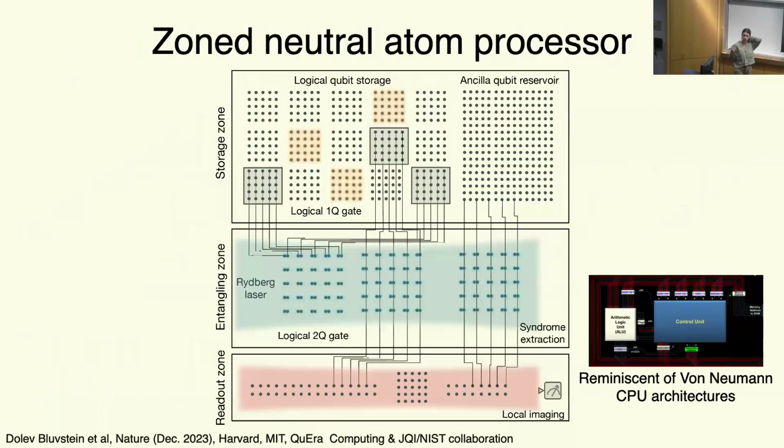Putting these tools together, the device looks something like this. We have a zoned architecture where we have a place where logical qubits can be stored, where they can be entangled using these transversal gates, and finally where they can be read out by just measuring the physical qubits that are part of the logical qubit. This is really, in some ways, reminiscent of early CPU architectures where we have different parts of the processor doing different operations, but again with only a few control knobs.